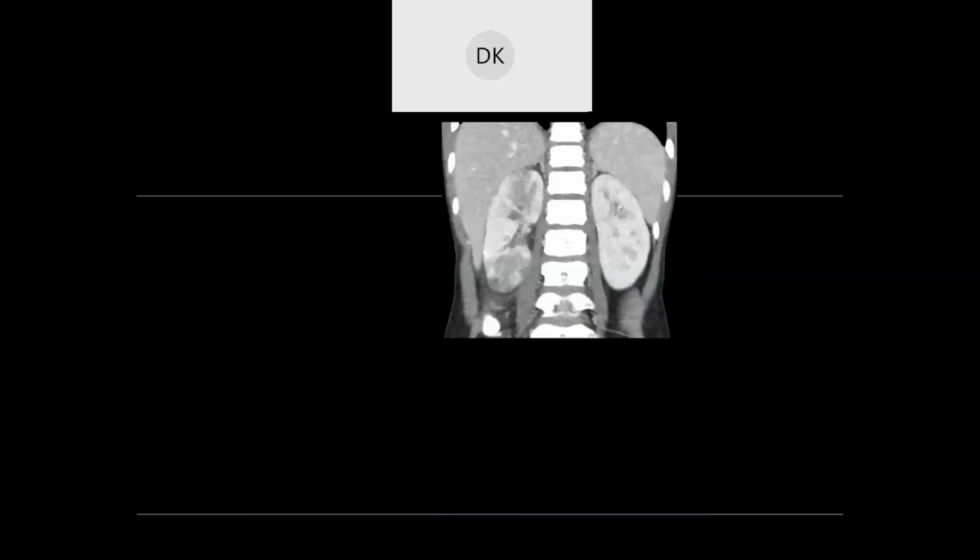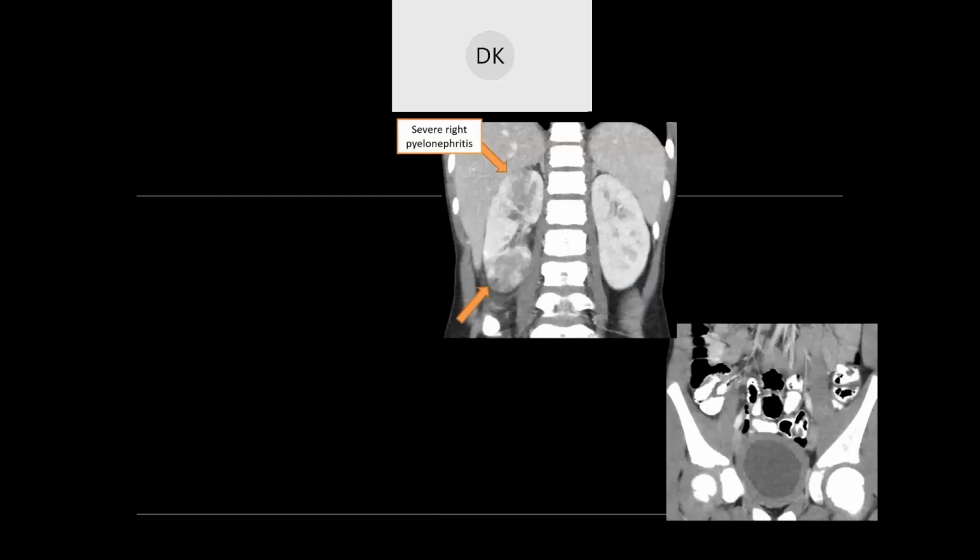So this was an 8-year-old male who had CT showing severe right pyelonephritis. You can see these ill-defined hypodense areas there in the right kidney with some stranding there at the lower pole. And then if we look at the pelvis, there's also the circumferential bladder wall thickening there. So there was cystitis as well.